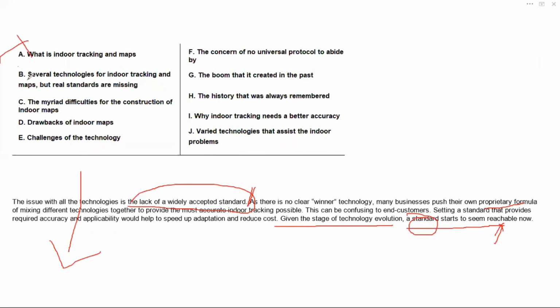This is ruled out. Several technologies, ruled out. Material difficulties, they're not talking about difficulties. Advantages, disadvantages, challenges. No, the issue with all, they would have told, but it is a lack of, this is the, it is centered at.